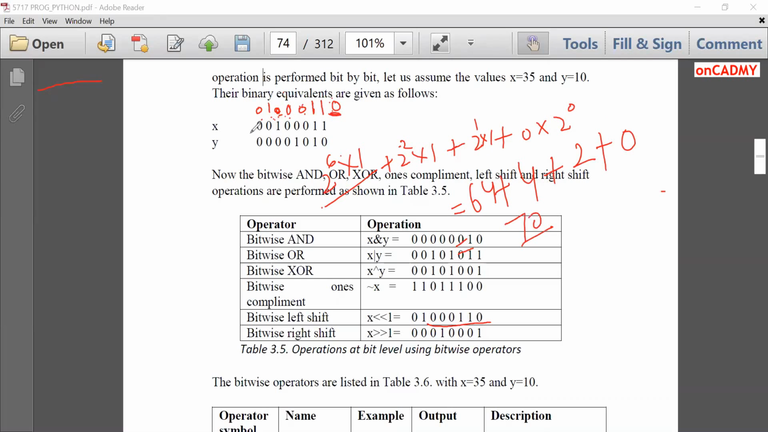So you can see that this number is doubled. It was equivalent to 35 and the output is now 70. So we can say that bitwise left shift is equivalent to multiply by 2. That means 35 is multiplied by 2 and we got the answer 70.